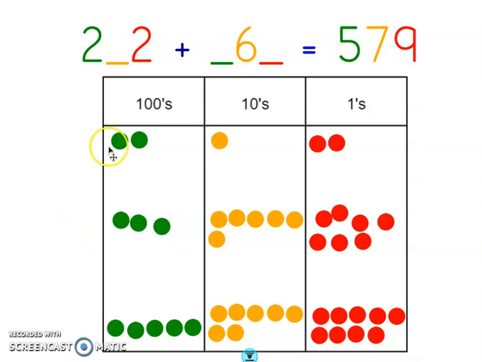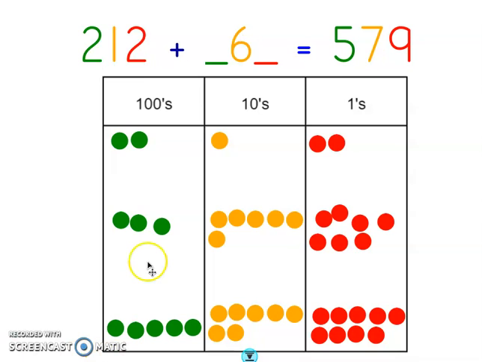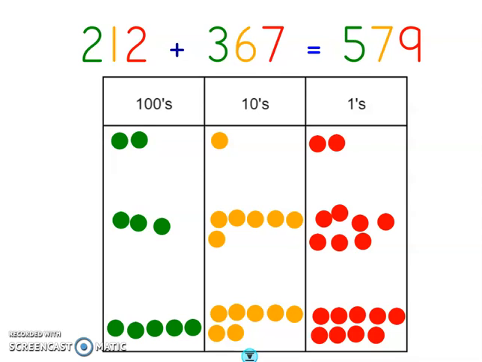So here we can see we've got 212 added to 367. So when you add 212 and 367 together, you get 579.